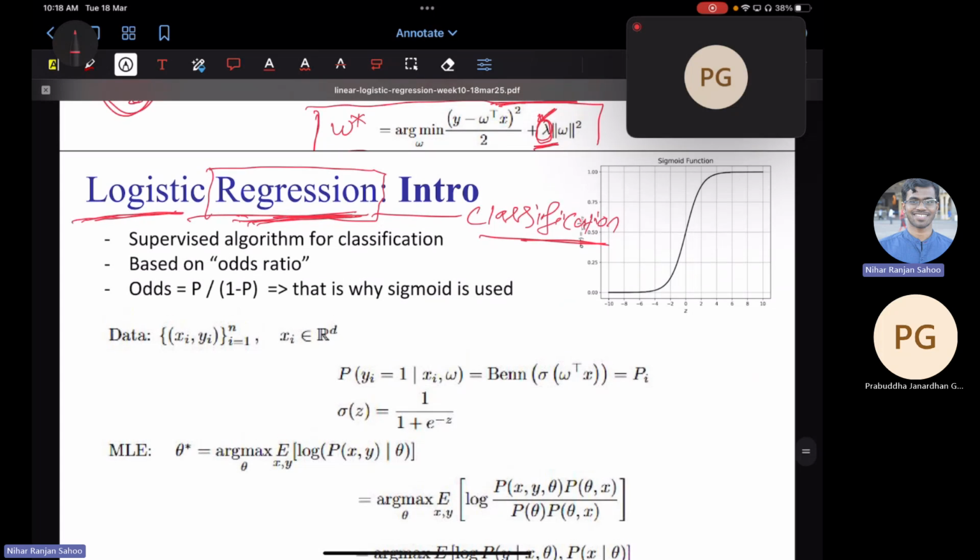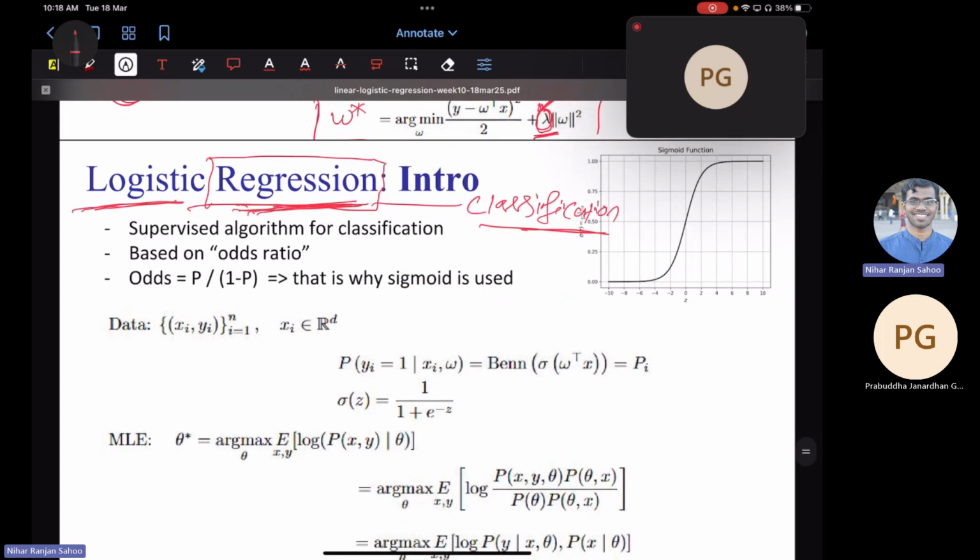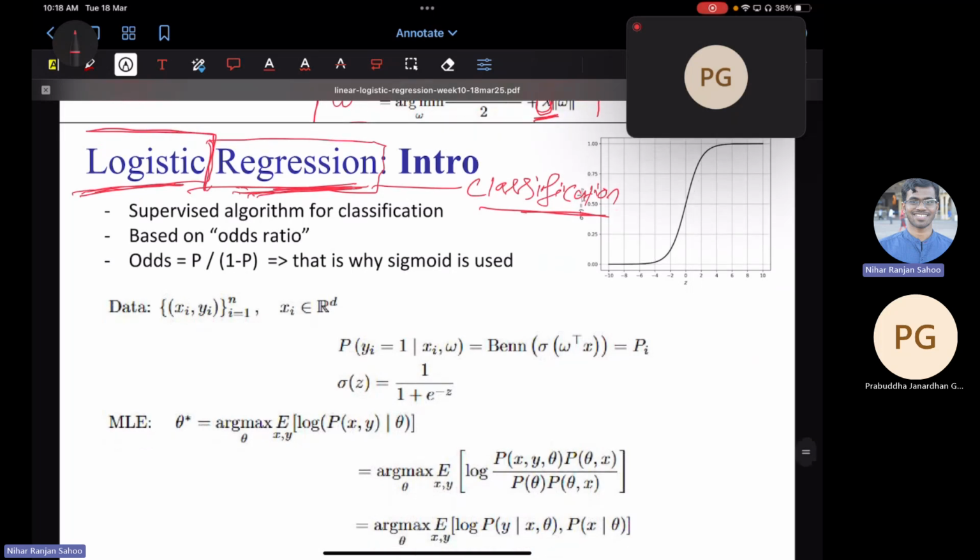This is a classification task, and it uses a function that is called the logistic function, right? That is why it is called logistic regression. And where did the logistic name come from? It came from the odds ratio. So what is the odds ratio?